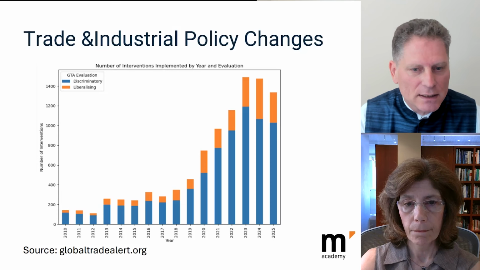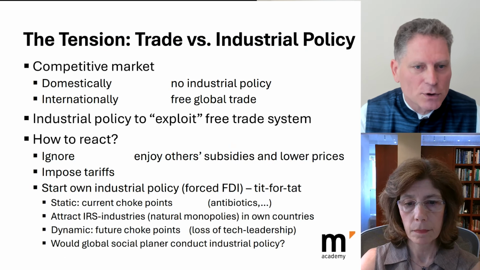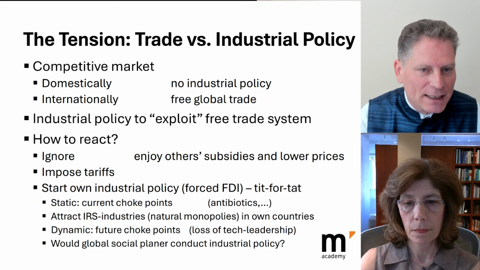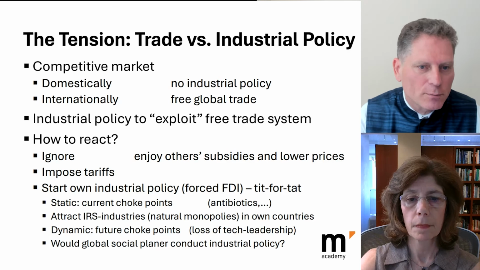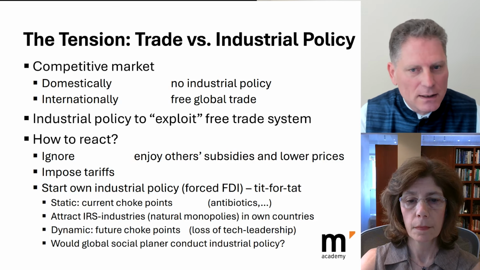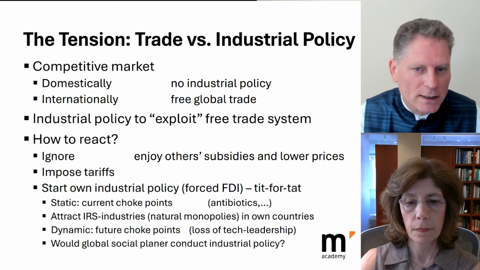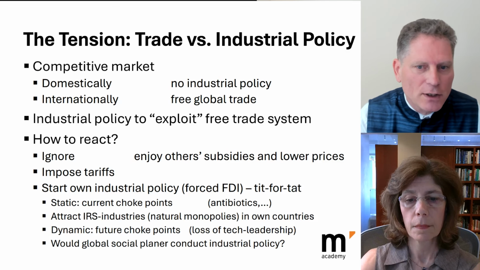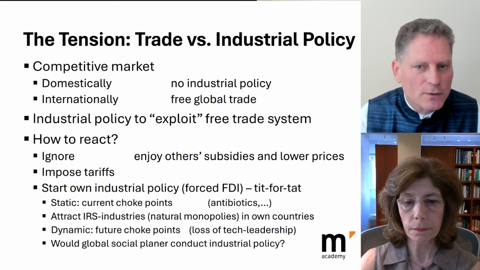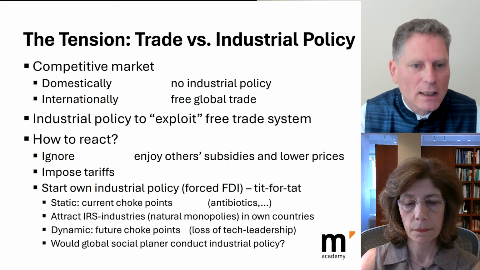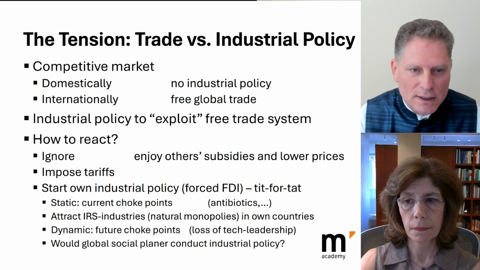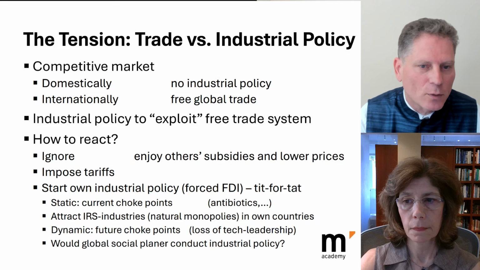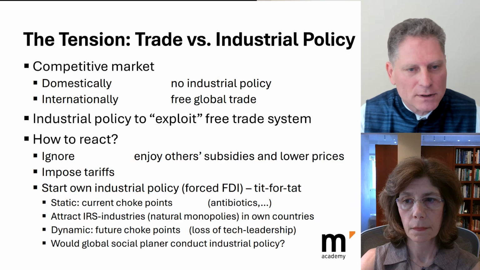So if you look at it historically, the number of industrial policy measures coming into play has increased dramatically in the last few years, a sharp increase. And there's, of course, a tension between trade and industrial policy. Ideally, in an ideal world, you have competitive markets. They're competitive domestically. There's no industrial policy except for correcting some market failures. And internationally, you have free global trade. And once you have industrial policies which favor your own domestic industry over the foreign industry, it questions the whole free trading system as well. So there are some big tensions at the global scale coming from domestic industrial policy.